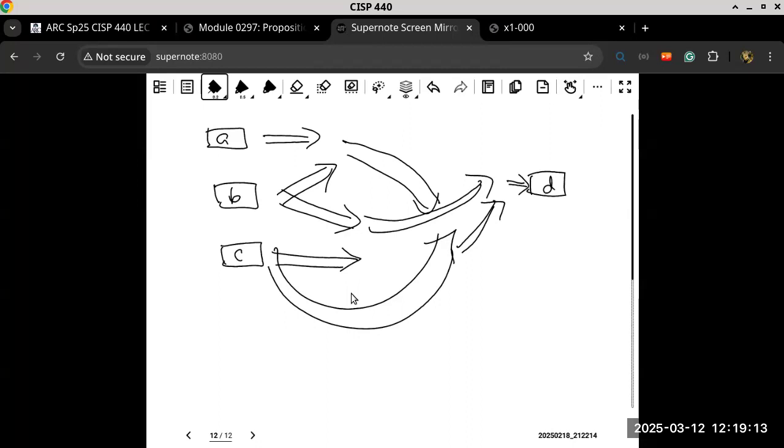Yes. We are not concerned about whether D is true or not. We are concerned about whether, if A, B, and C are all true, that can imply D. That is the question.